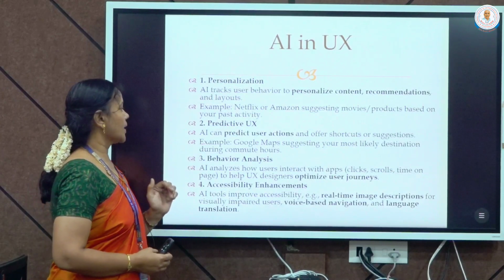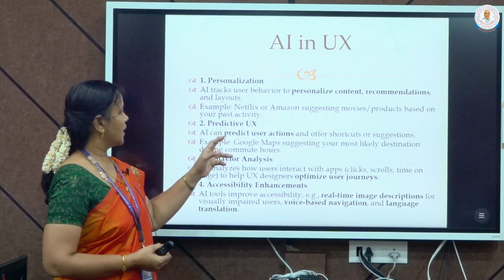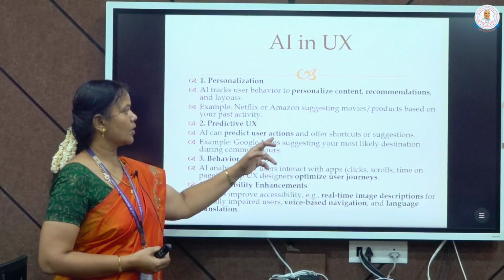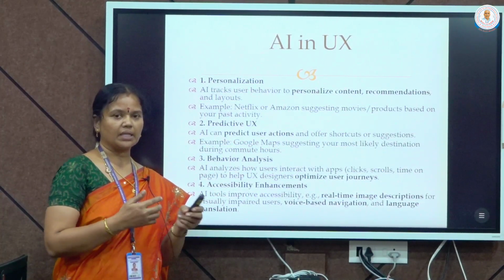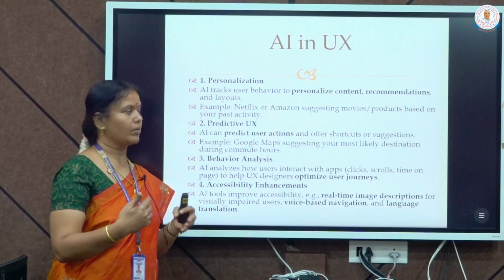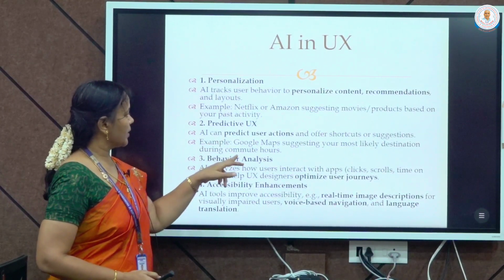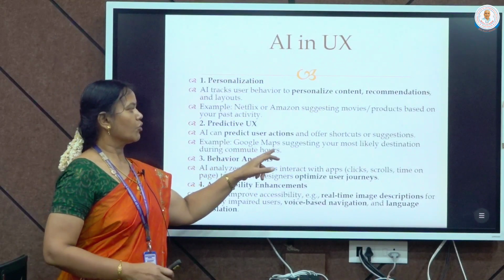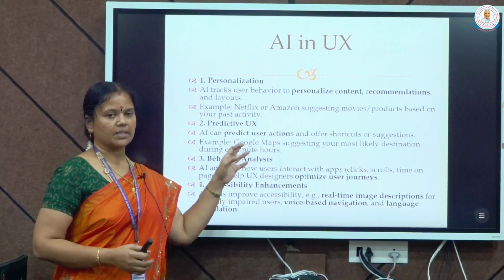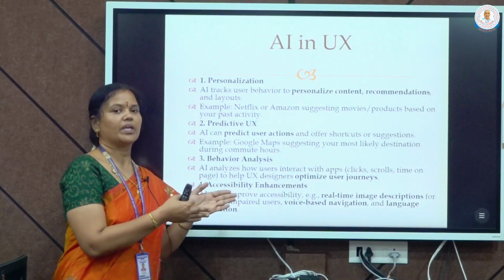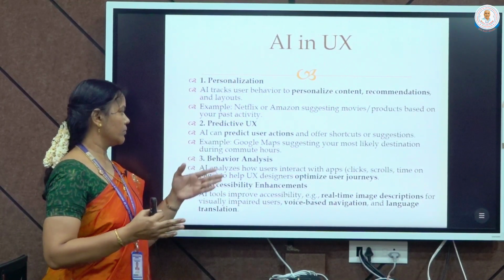And predictive UX. Here prediction is also possible, that is, it can predict user actions or offer shortcuts or suggestions. When we type something, the next word is automatically predicted and comes out, which you call predictive. The example noted here is Google Maps, which suggests routes based on rush hours, giving deviations, saying you can go this way. In that way predictive UX is used.